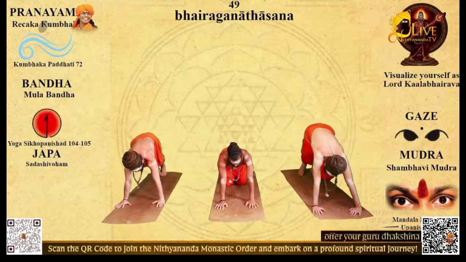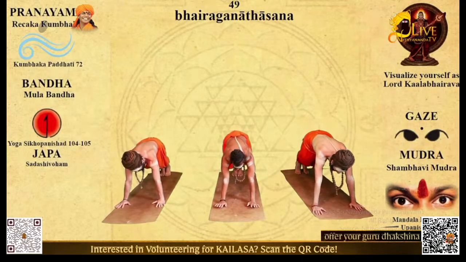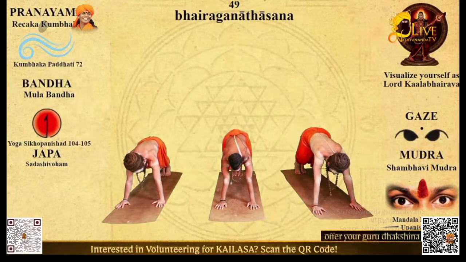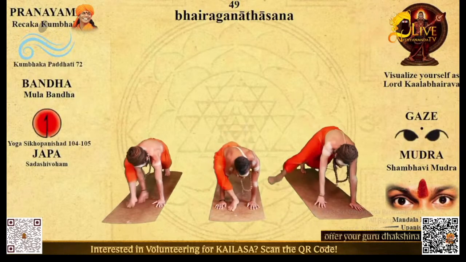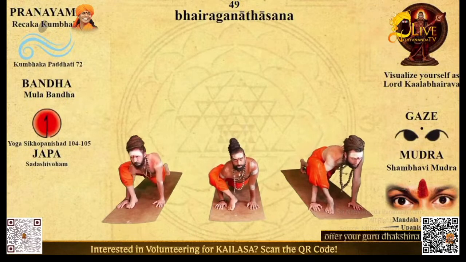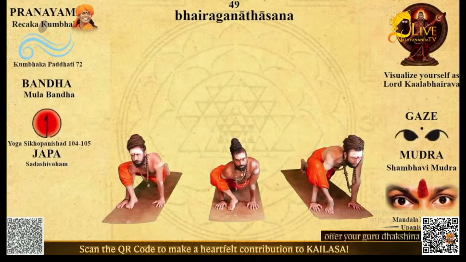Now bring the body in the plank position. You'll be performing Viraganathasana. Bring the leg from outside between the hands. Gaze to the third eye. Visualize Lord Kalabhairava in your inner space. The pranayama is Rechaka Kumbhaka Pranayama.